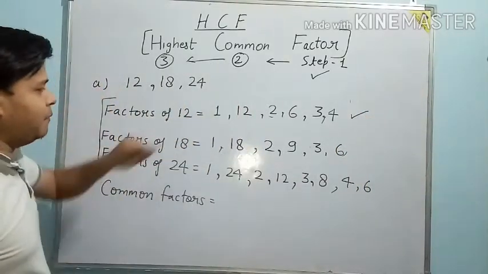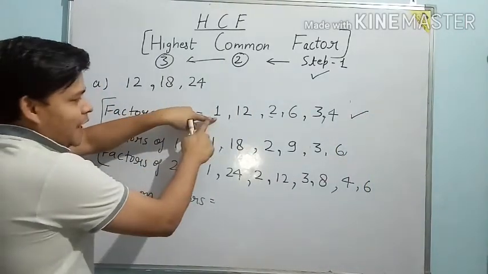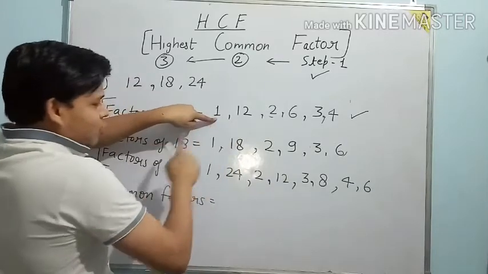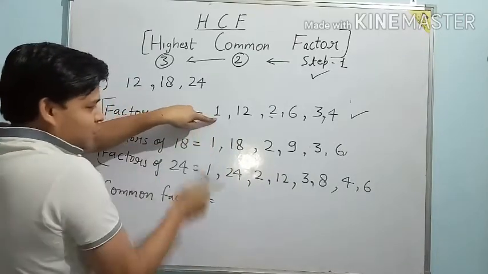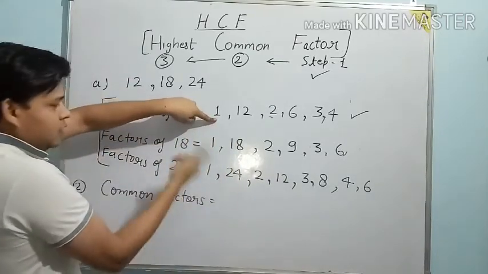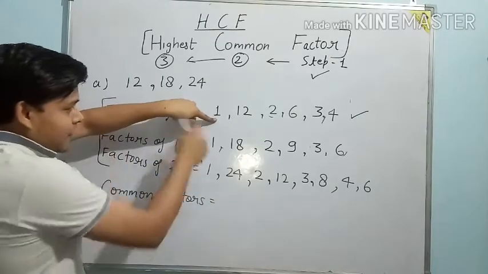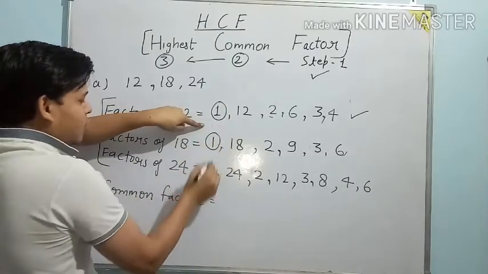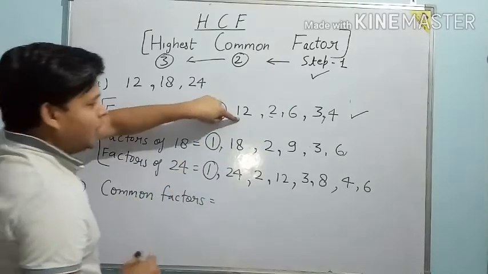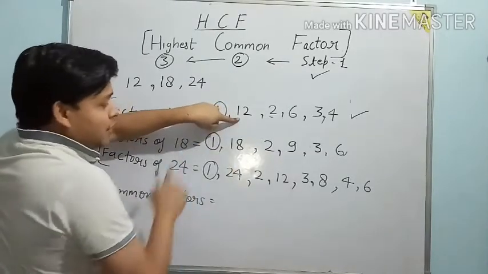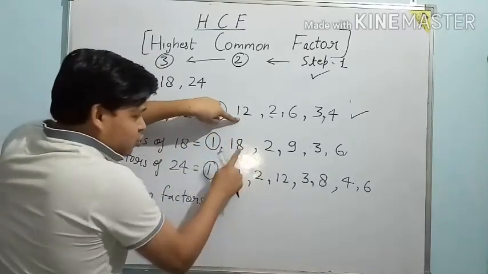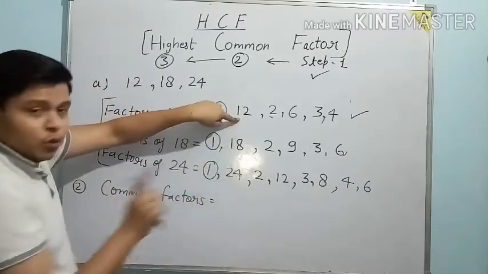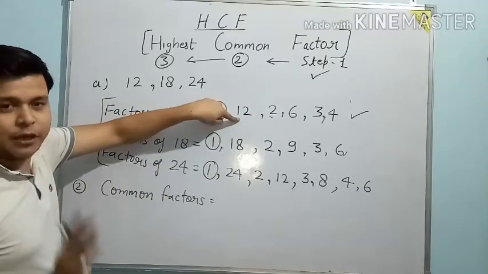So I'll check from here, just like 1. So 1 I have in this list. I'll check that 1 must be in both series. Like 1 is here, 1 is here, 1 is here. So 1 is common in all. Next is 12. I have 12 in this series, and 12 must be in both of these series. Then only we can say that 12 is common.